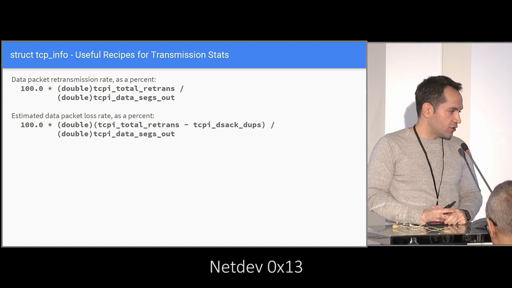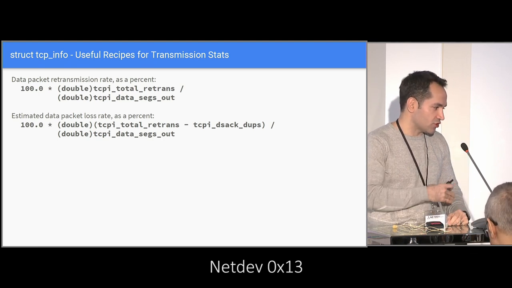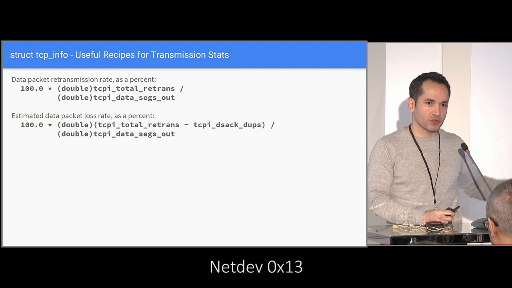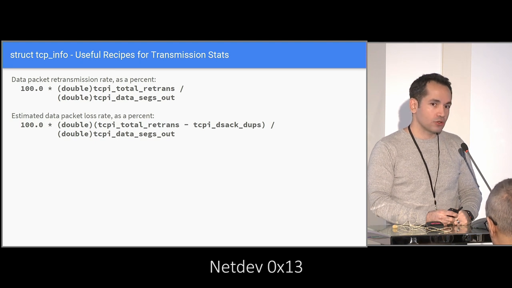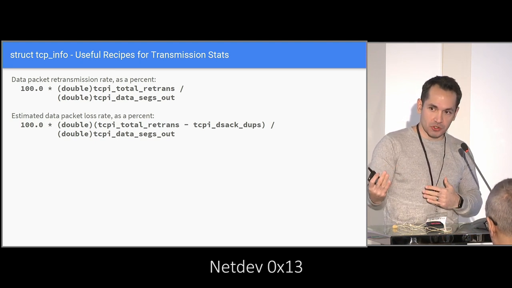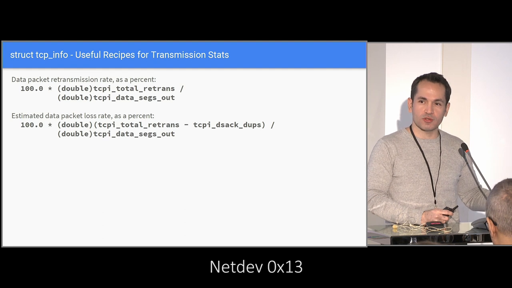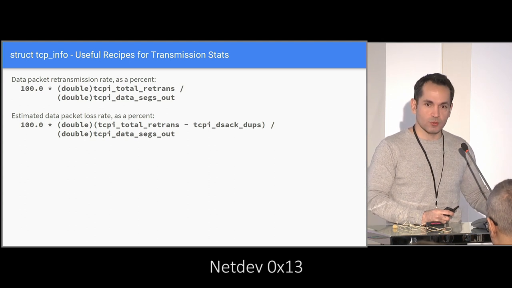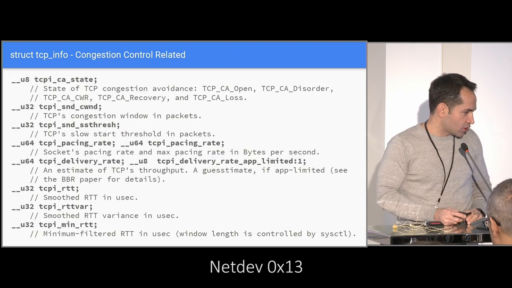These two are important recipes that come in useful. If you want to see your TCP retransmission rate in percent, just divide the total retrans by segs out. Those casts are not needed, but I casted them just to make sure it is clear. If you want to know the actual loss rate that TCP measures for your connection, you have to deduct the DSACKs from the number of retransmits because those were spuriously retransmitted. So it's not the network's fault, it's just TCP retransmitting something that it shouldn't have retransmitted. Does it make sense? Okay.